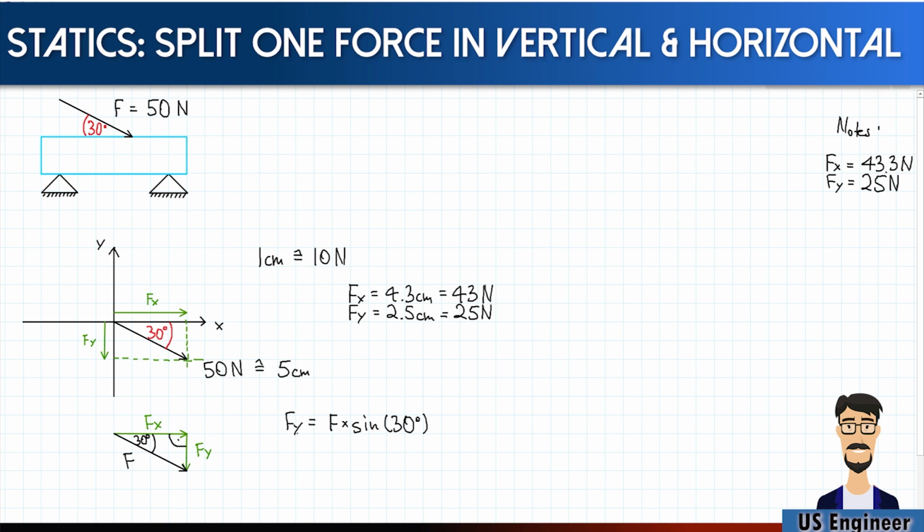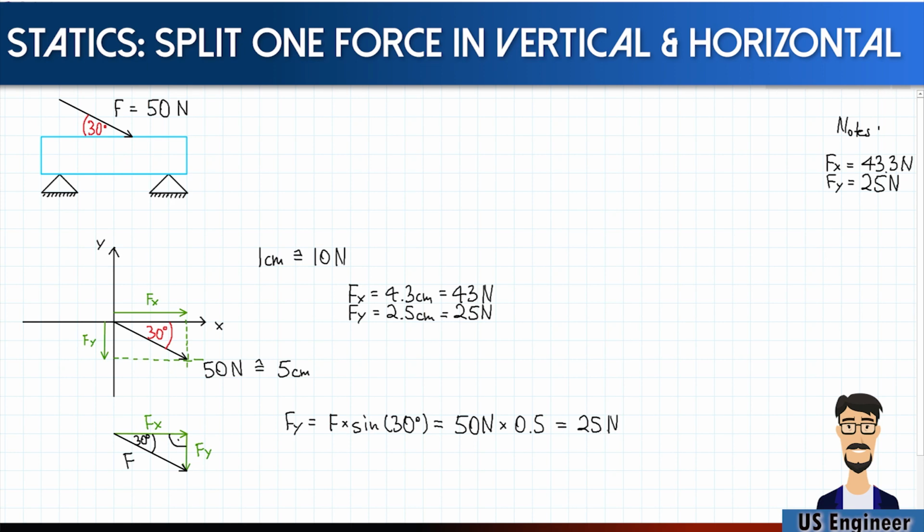sine of 30 degrees. And let me complete that equation. So F is 50 Newton times the sine of 30 degrees, and that's going to be 0.5. And that is equal to 25 Newton. So basically what we have measured above. And now this value is absolutely precise. So you don't have to worry that you might not measure a length precisely enough.